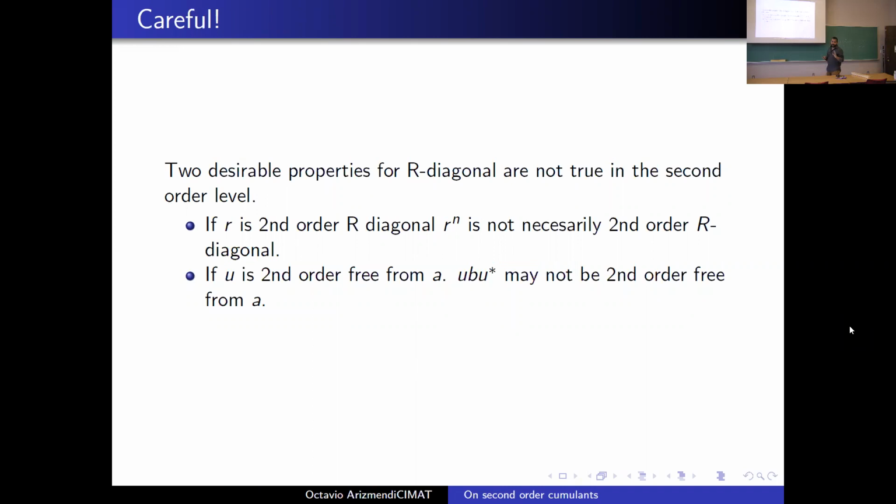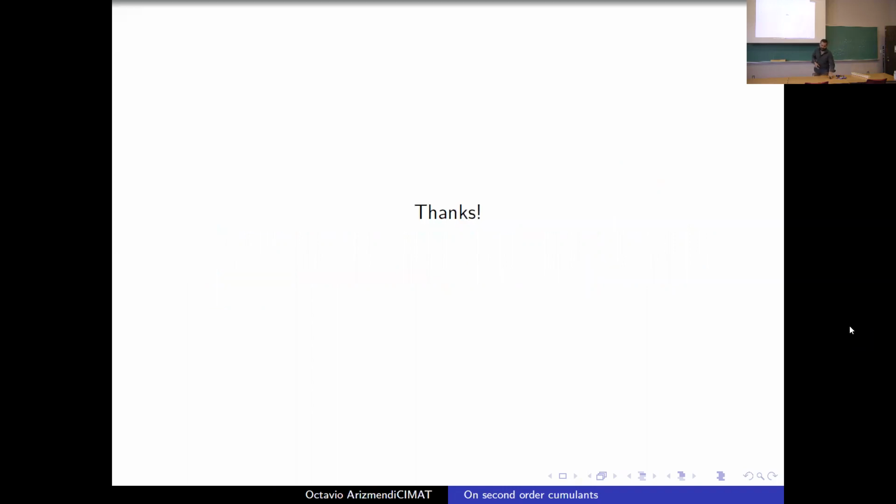Just to finish: not everything is nice. For example, in the first order case, if R is an R-diagonal element, R to the power N is also R-diagonal. I'm not taking a product, but the power. And this is not true at the second order level. And another thing is that in the first order level, if you conjugate with a unitary which is free, then this is free from A. And this is not true at the second order level, even if they are second order free. So there are some things that are not so nice, so one should be careful. And maybe I can stop here. I hope this was interesting for you.